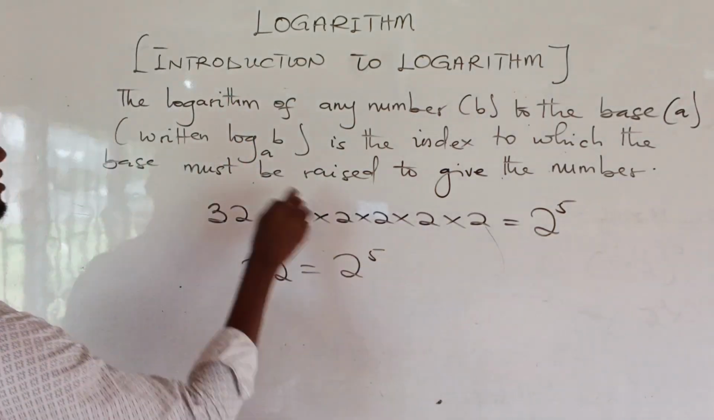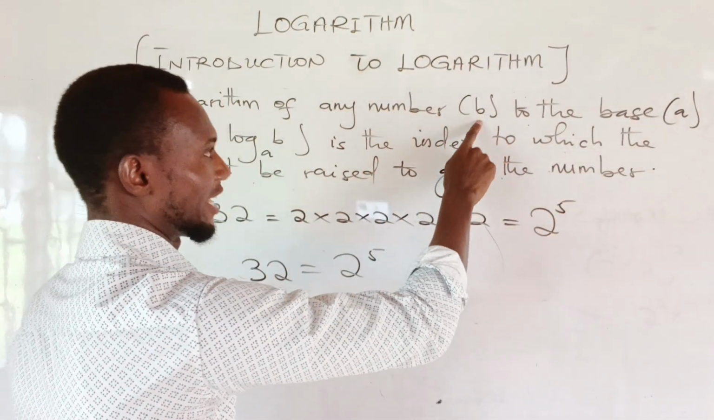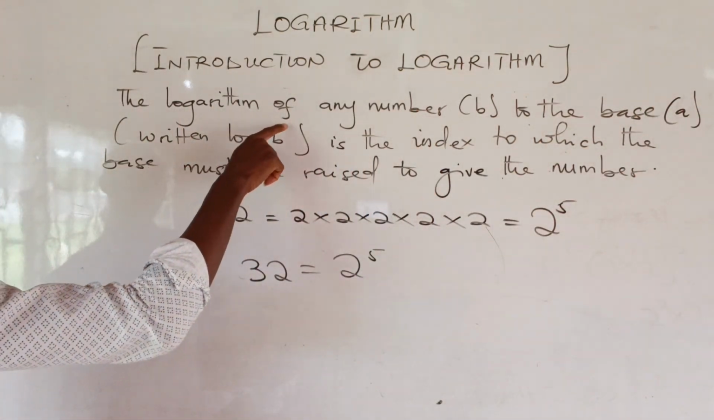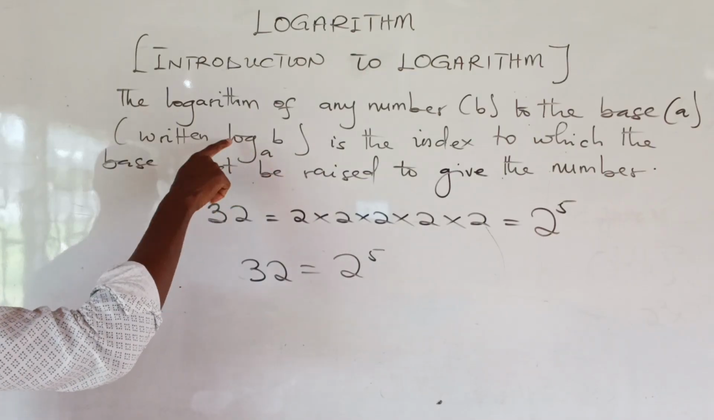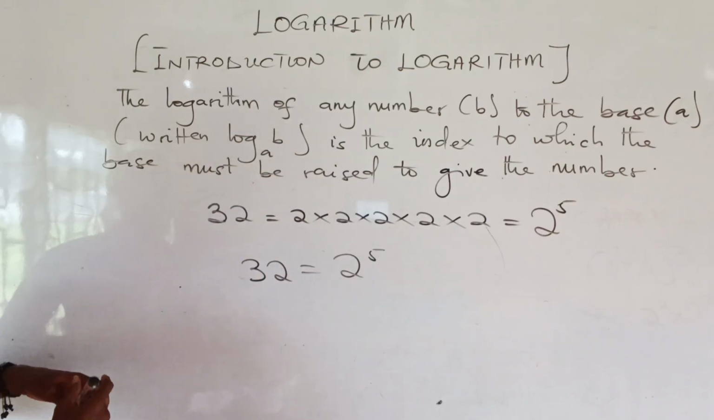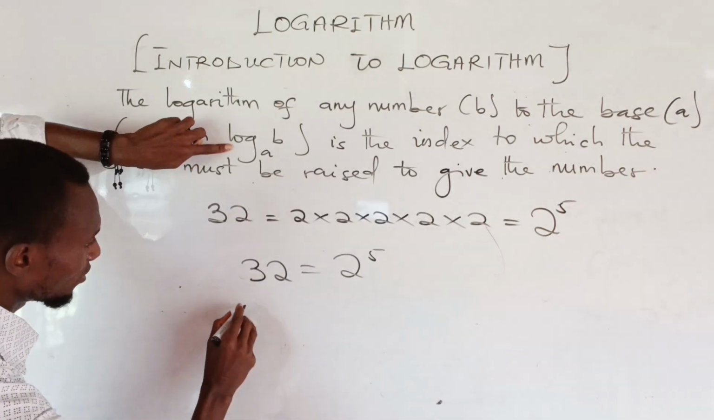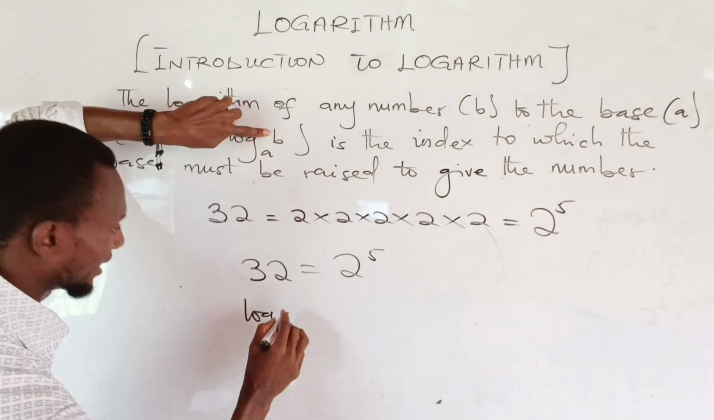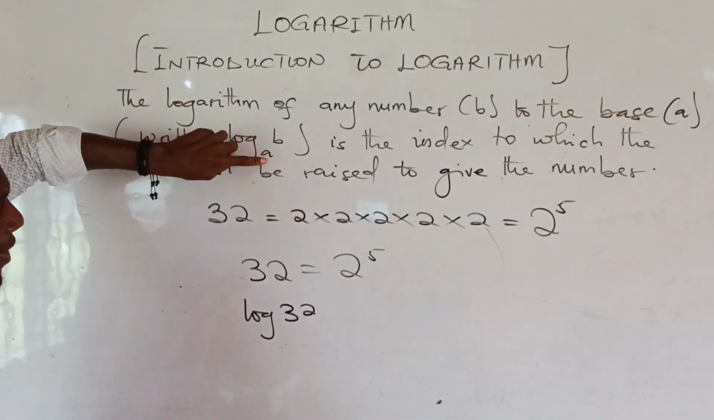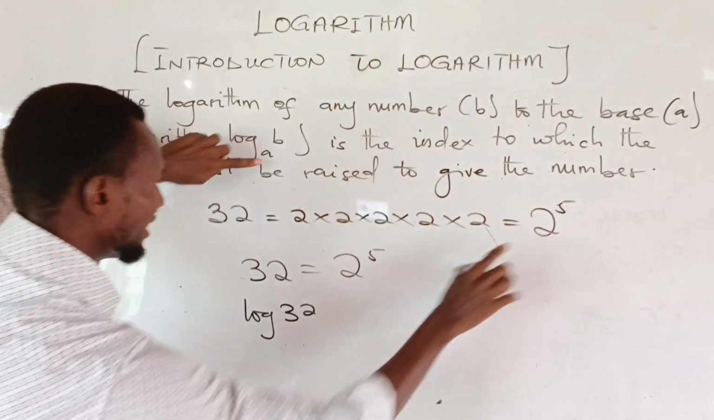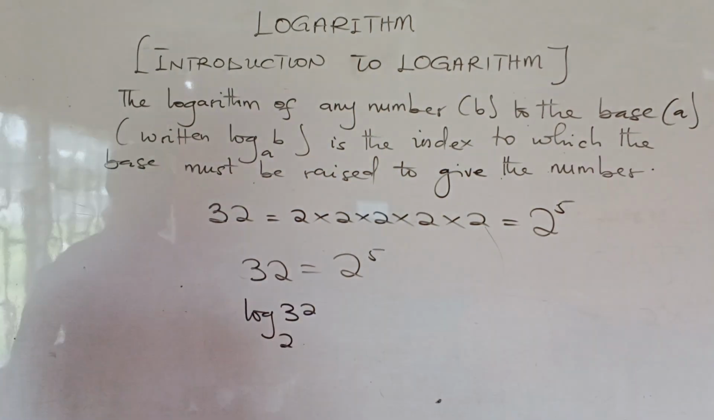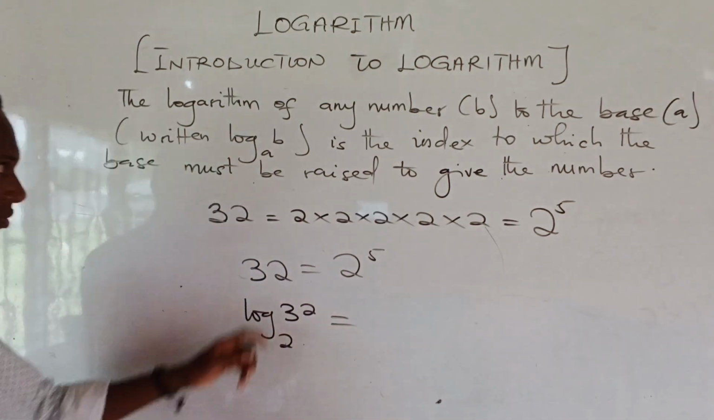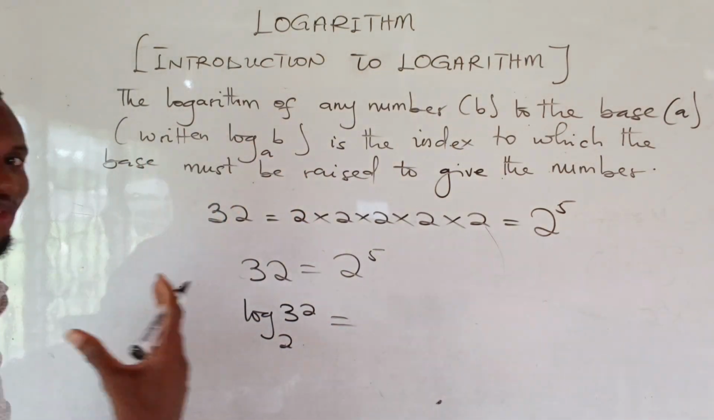Okay, now it says the logarithm of any number b to the base a, written log b to the base a. So log b to the base a. Let me write that for you to see. So log, my b refers to the 32, so that's the 32 to the base a, which refers to the 2, so to the base 2. So log 32 to the base 2 equals, so let me read it one more time.